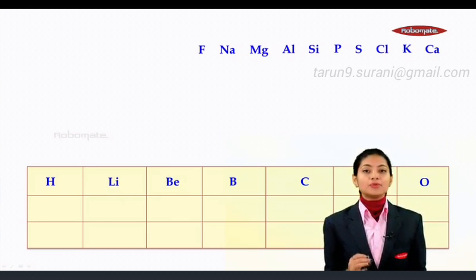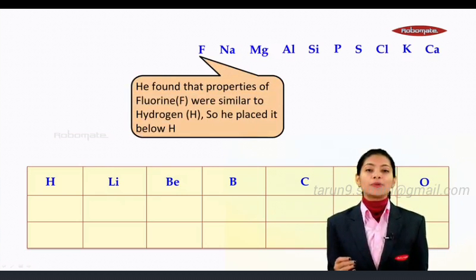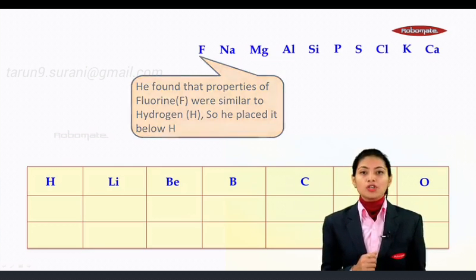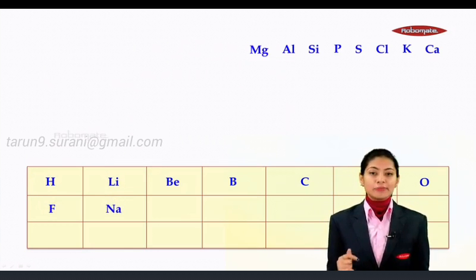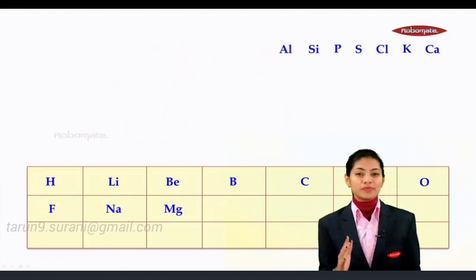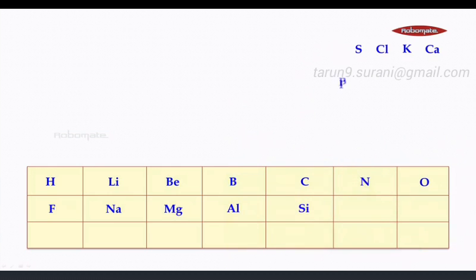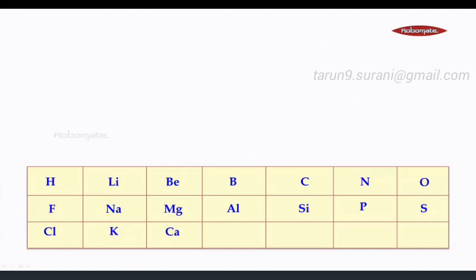But when he came to the element fluorine, he found that the property of fluorine was similar to that of the element hydrogen. So he placed fluorine below hydrogen. Similarly, he placed sodium below lithium because of similar property, magnesium below beryllium, aluminium below boron, silicon below carbon, phosphorus below nitrogen and sulfur below oxygen. The same went for chlorine below fluorine, potassium below sodium and calcium below magnesium.